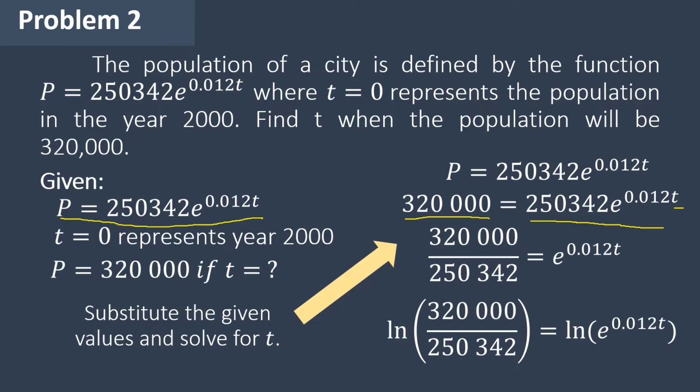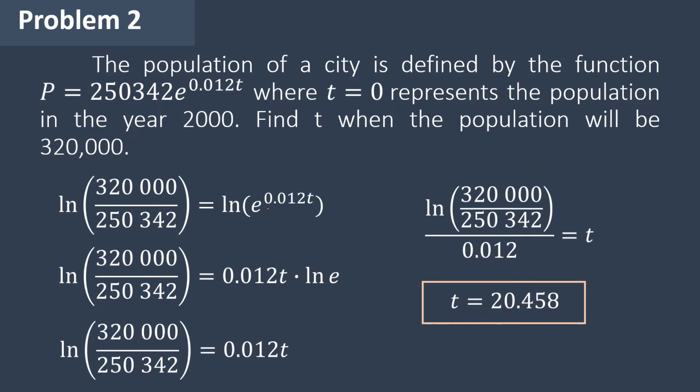So, we're going to divide both sides by 250,342. So, ito yung magiging result. Now, since yung result ng pag-divide ng 320,000 by 250,342 is decimal or magiging decimal, non-terminating decimal. So, it will be better na hindi muna natin siya gagalawin. So, to get the value of t, para mababa yung exponent natin na 0.012t, we're going to perform again natural logarithm. So, we're going to get the natural logarithm sa left side at sa right side ng equation natin.